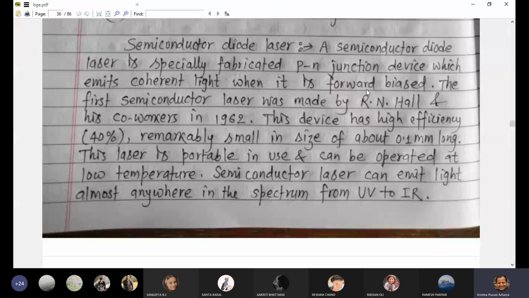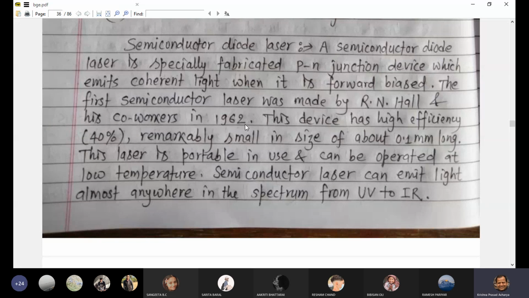So, a semiconductor diode laser can emit coherent light when it is in forward biased condition. The first semiconductor laser was made by the scientist R.N. Hall and his co-workers in 1962.